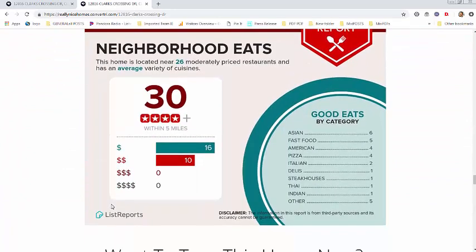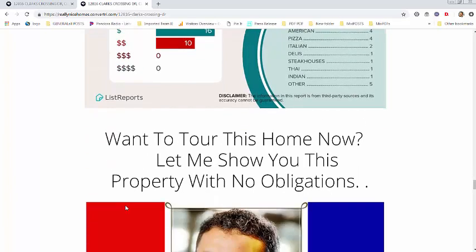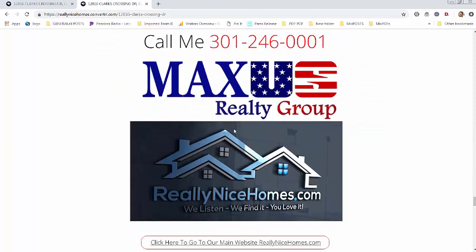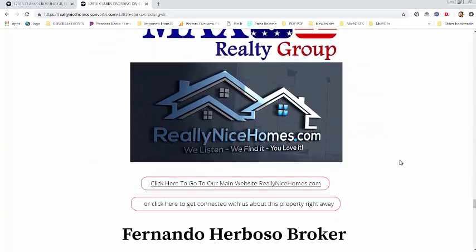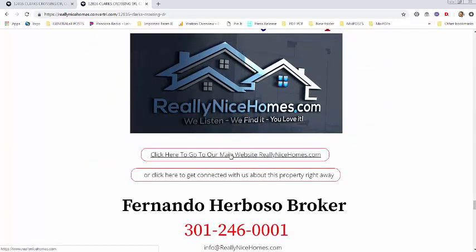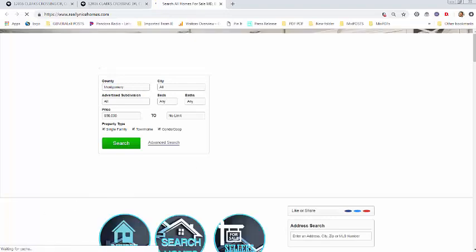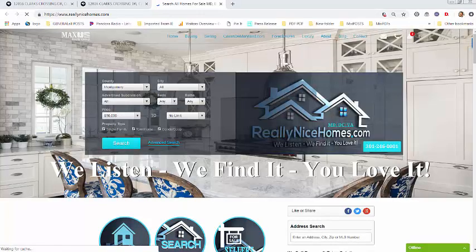Another important factor about the lifestyle is where are the restaurants, how close are the restaurants from this house. We provide this information to them. And obviously at the end, we want to make sure they call us. We give them information and making sure that always they have a place where they can sign up or go to our main website, which is reallynicehomes.com, and from that point on we can go forward in showing this property.